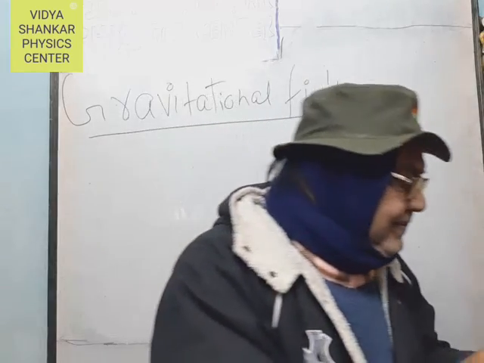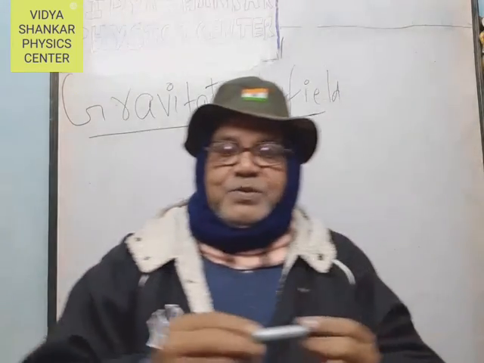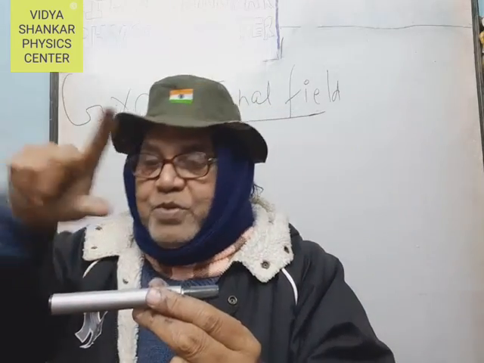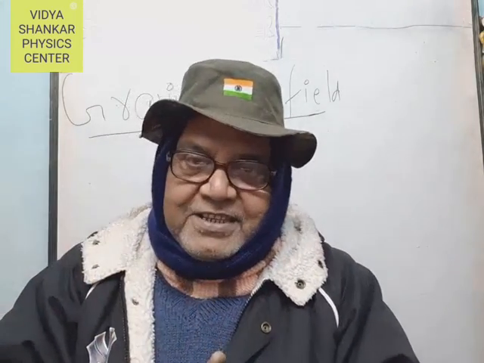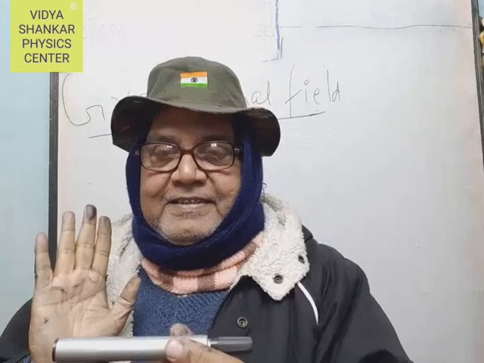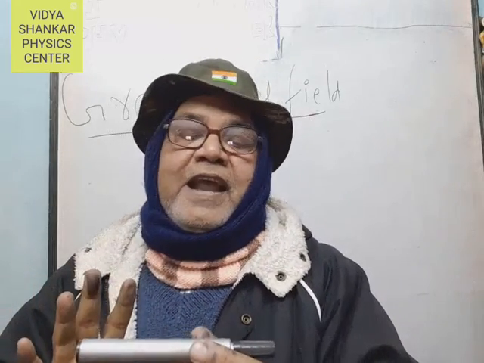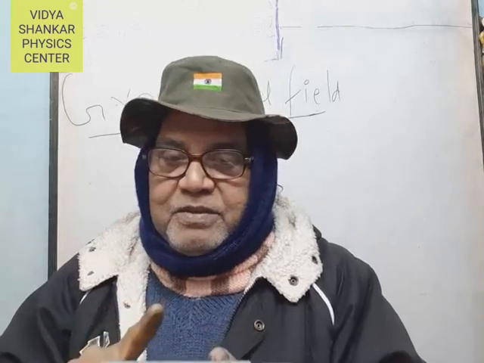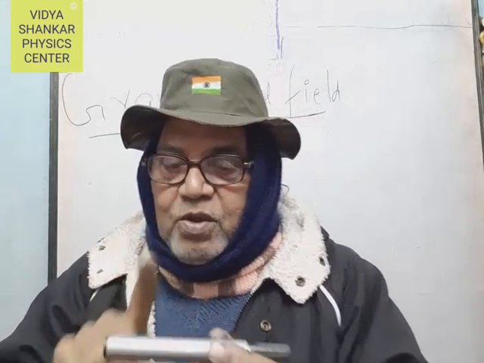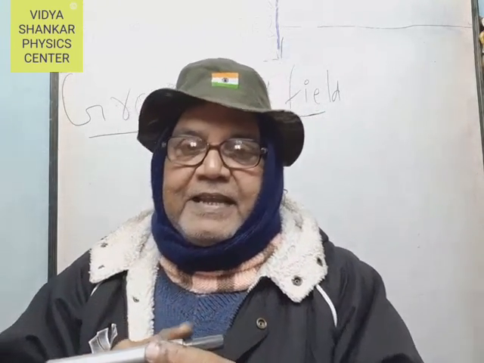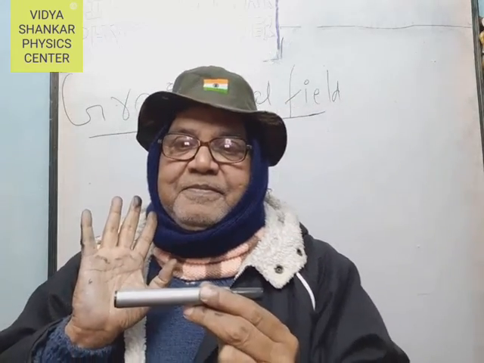Magnetic field. The space around the magnet up to which the force of attraction or repulsion acts, because in a magnet both forces are active. A magnet has two poles, north pole positive and south pole negative.